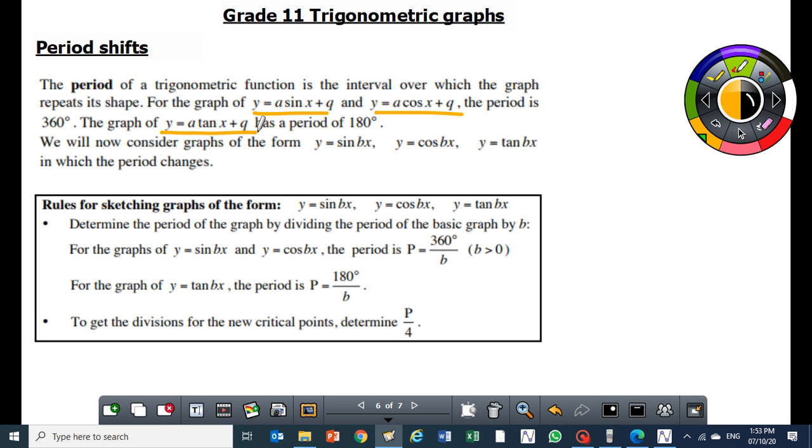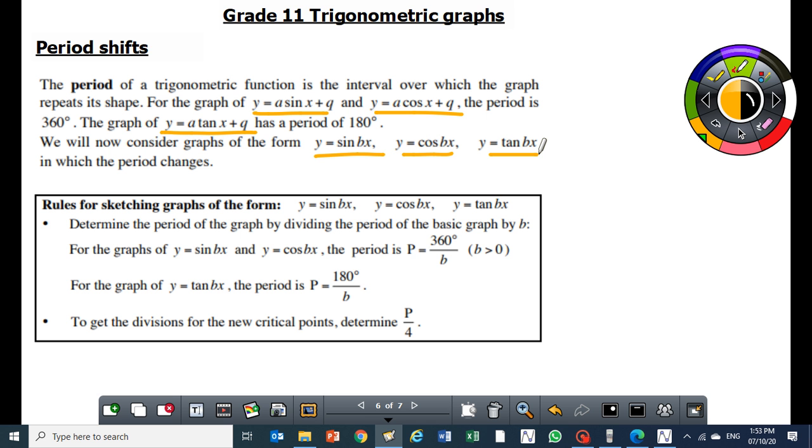Okay, now in this grade, we are going to introduce another set of general equations that involves period shift. The first one is going to be y equals sine bx. Don't worry, I'm going to tell you what that b is. Y equals sine bx, then we have y equals cos bx, and y equals tan bx.